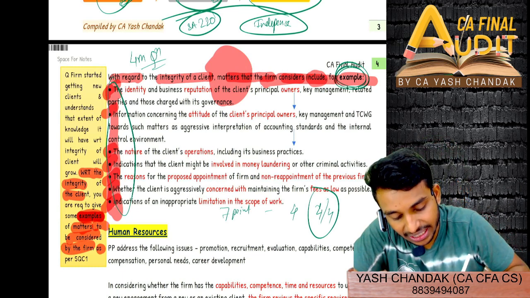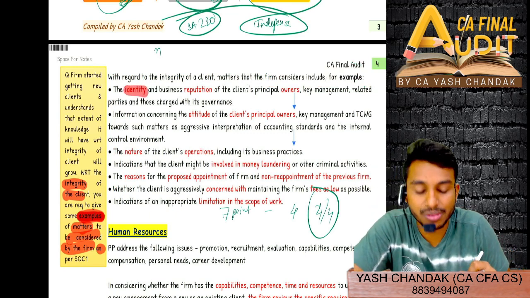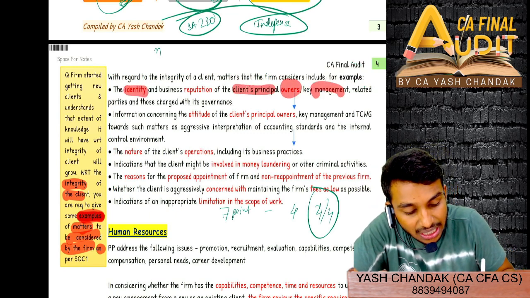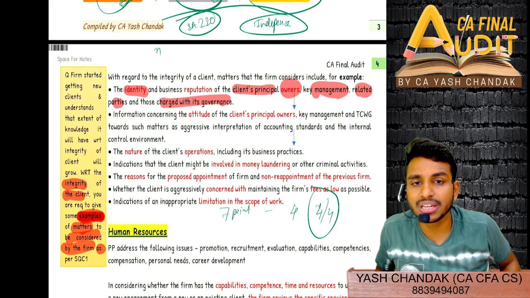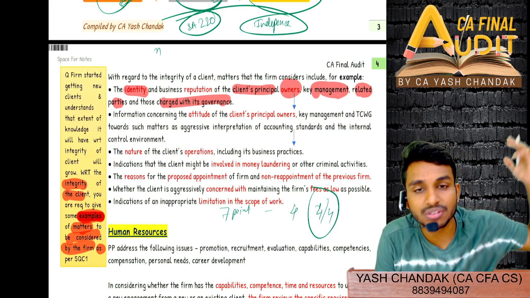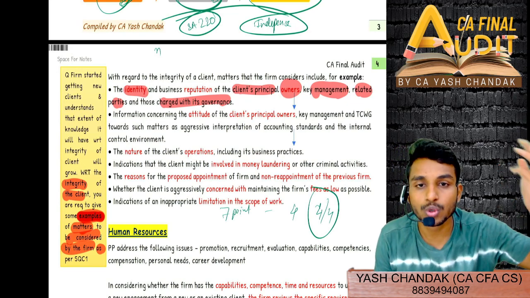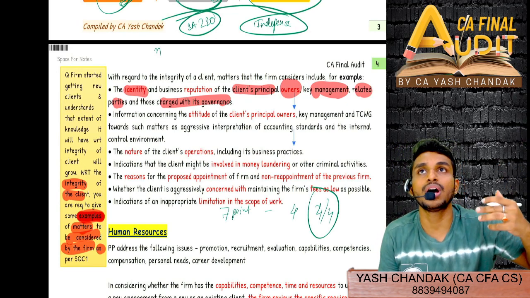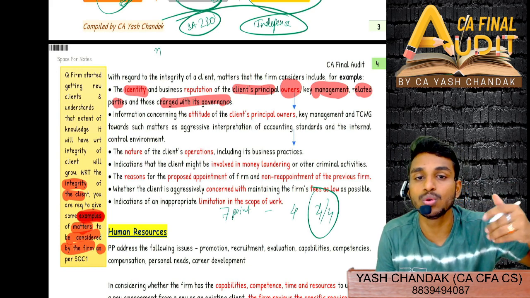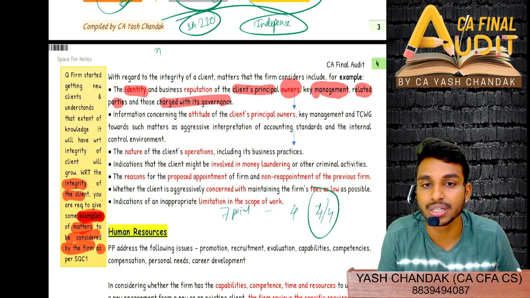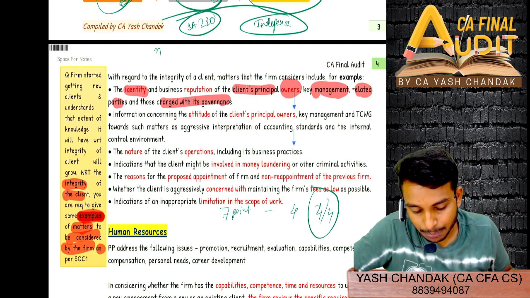So let's see the identity and business reputation. The identity and the business reputation of the client, principal owners, KMPs, related parties, and TCWG. You can just Google it. Suppose it's a big client, like Runwal Infrastructure. There are a lot of projects of Runwal, or suppose Lodha, or any such client. You can get to know a lot about the KMPs just by googling or by speaking to a business person or spokesperson. You can get to know a lot about the KMPs, their directors, and their related parties.